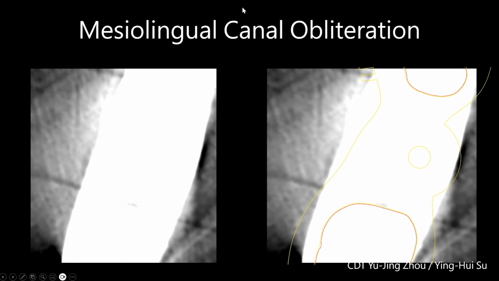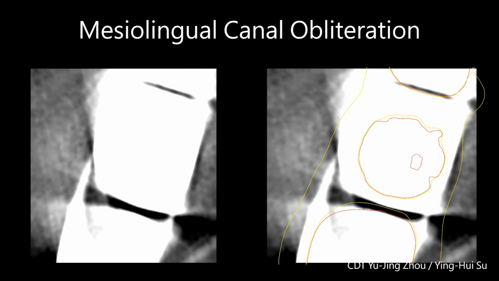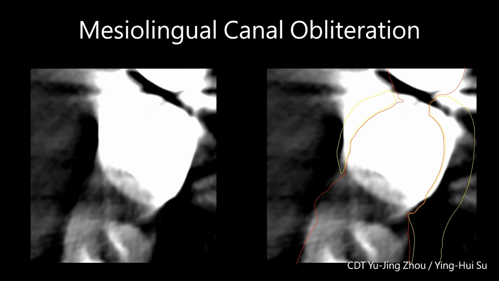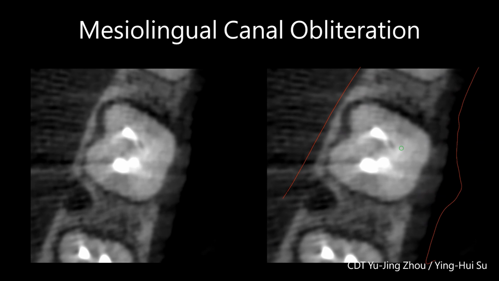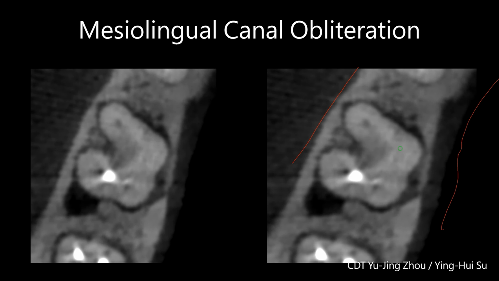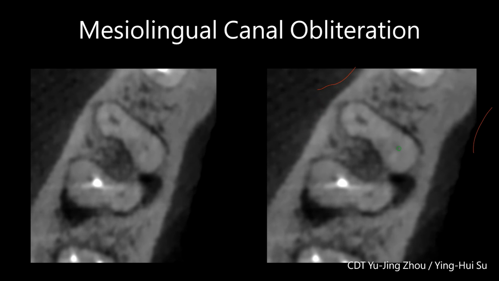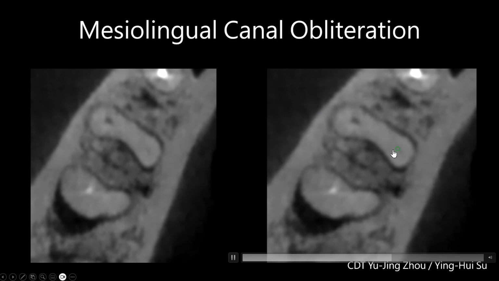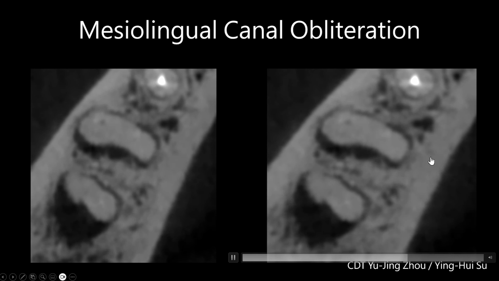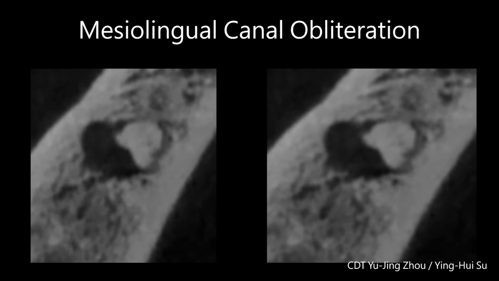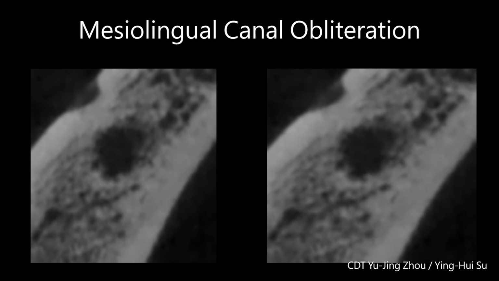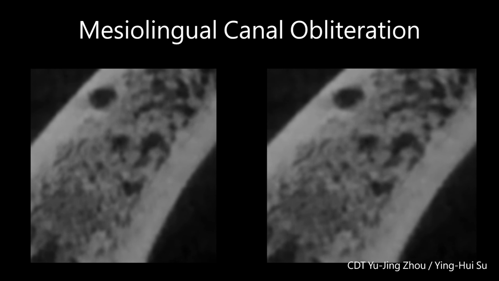So as in the first case, we did the treatment planning with the 3D software, and this green circle here is where we are trying to locate the mesiolingual canal. Okay, and the other different colors are the soft tissue and the tight plate.